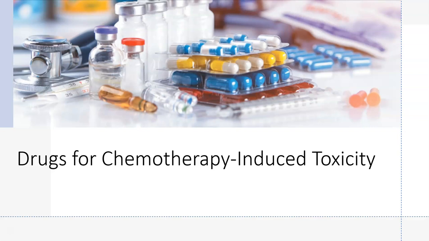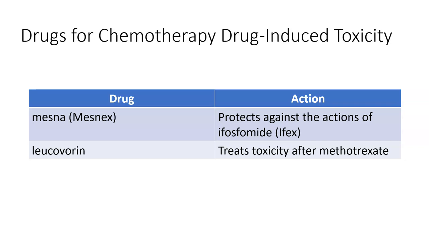A couple of examples of cytoprotective drugs include the drug Mesna, which protects against the actions of ifosfamide, or Ifex, which is an alkylating drug. And then leucovorin treats toxicity after a dose of methotrexate, an anti-metabolite drug. So these are just common rescue agents or cytoprotectant agents that might be used in treating certain types of cancer.